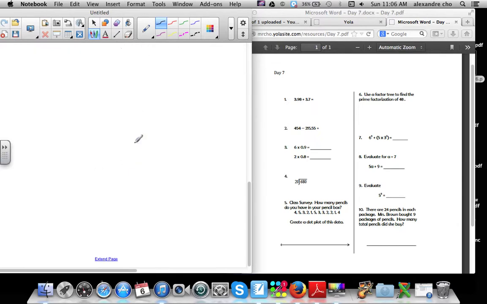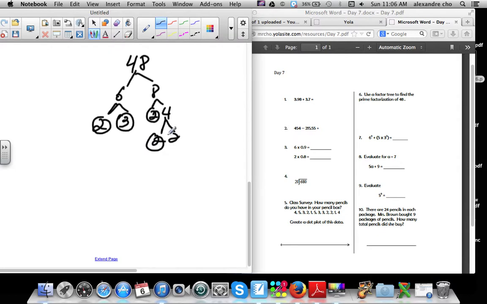Use a factor tree. Good. Finally something different. 48. Pick 2 factors, 6 and 8. Continue because they're not prime numbers. 2 and 3. You can stop. Circle. Circle. 8's 2 and 4. Circle the 2. 4 continues. 2 and 2. So 48 can be written as 2 times 2 times 2 times 2 times 3, or better yet with exponents, 2 to the 4th times 3.